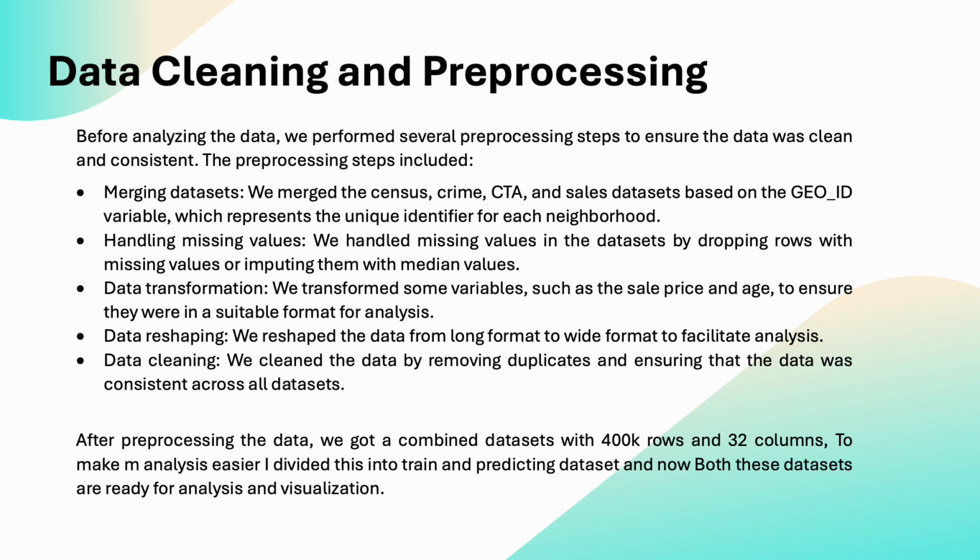Next, we addressed missing values in the data set. So we either null imputed them or dropped those rows. Apart from this, we also did transformations, and we standardized the formats for sale prices and ages to ensure consistency and compatibility. So once the pre-processing steps were done, we ended up with a data set which had about 400K rows and 32 columns. So to streamline our analysis, we further divided this data set into training and prediction subsets.